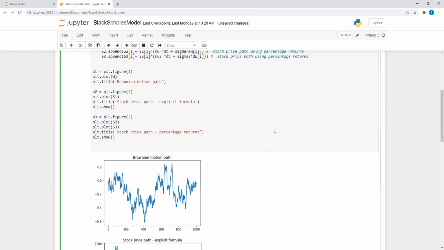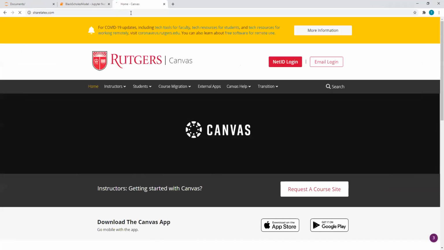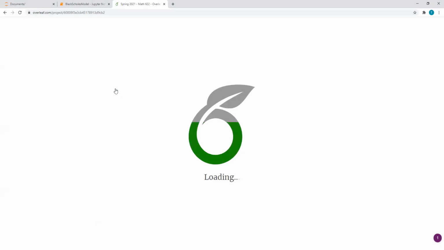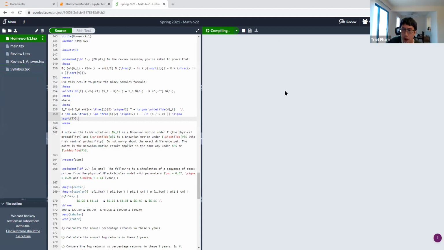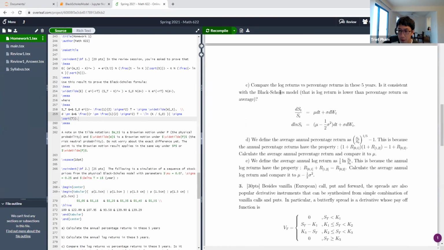Hello, Professor. In the second problem of homework 1, part C, when I write the code, how can I write the dt and the dW_t? Wait, hold on. Homework is not supposed to involve so much coding right now. You mean this part? Compare the log returns versus percentage returns?